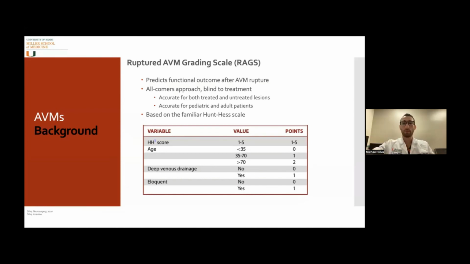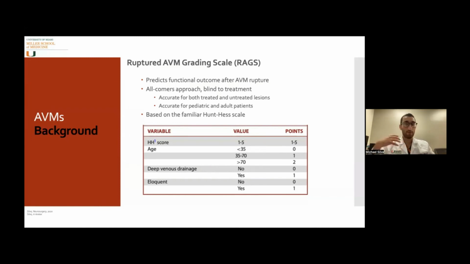A patient comes in, and what is the prognosis for this patient purely based on their presenting characteristics? And we developed this score. It is based on the Hunt-Hess score, because we all think in that language based on the presenting exam. So 1 to 5 are the Hunt-Hess score. Age: 1 point if the age is greater than 35, an additional point if greater than 70, and then 1 point each for deep venous drainage and eloquence. These are, again, familiar to practitioners. They're part of the Spetzler-Martin scale and all available for a patient who presents with a ruptured AVM.